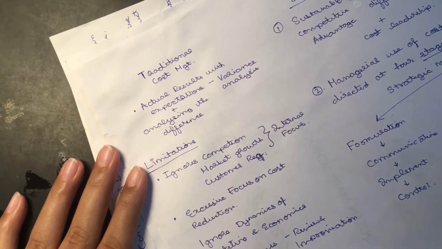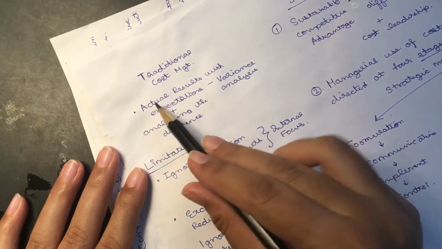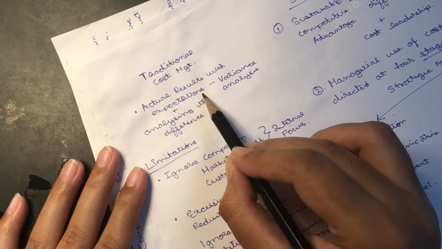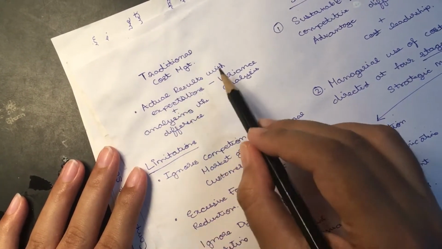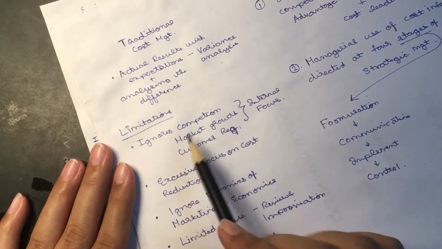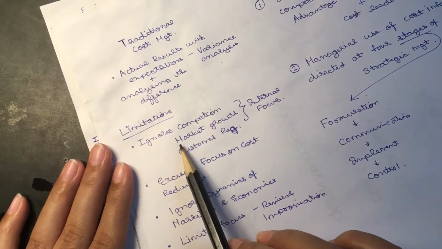Okay. So traditional cost management, what they do is you have actual results, they compare it with expectations, and they analyze the difference. This entire thing is also known as variance analysis. Then you have the limitations of traditional cost management.